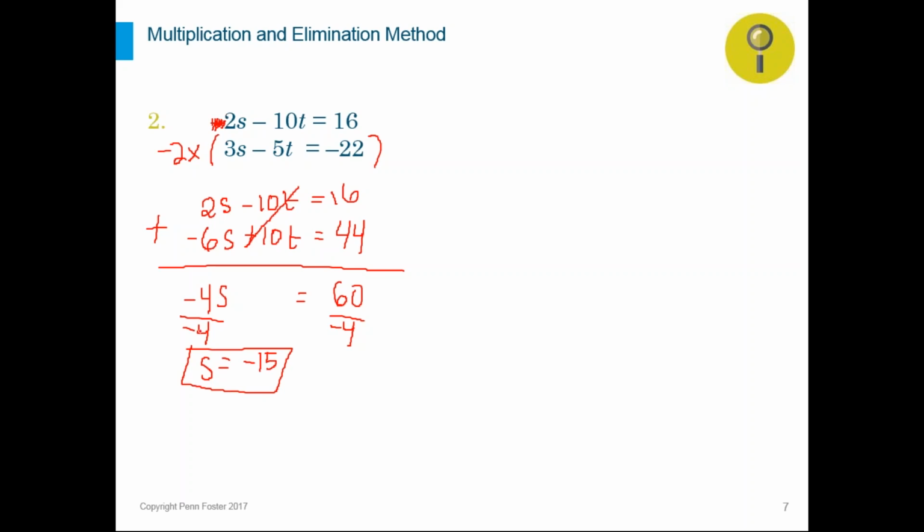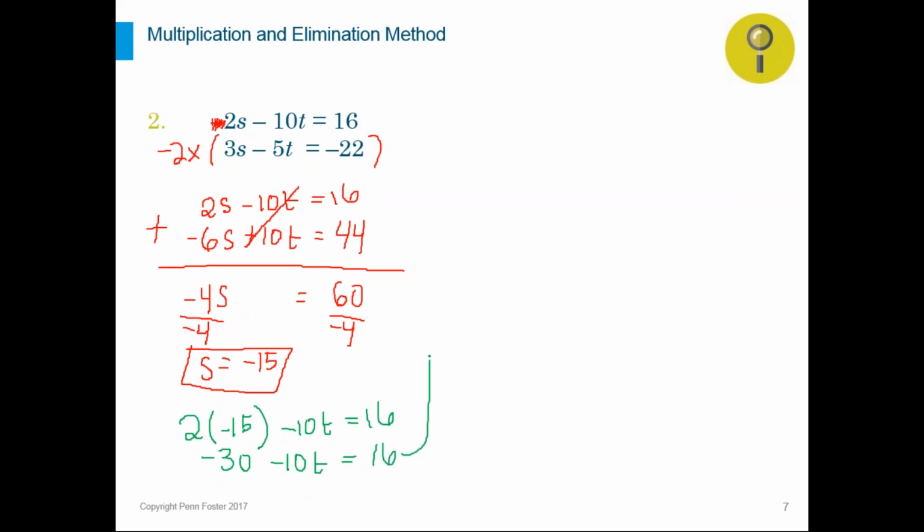Now let's try to find the value of t. I can use any one of the original equations. So let's do the top one. Yes, it has bigger values, but it's not going to matter because every equation here is a true statement. So let's use the first one. So I'm going to say 2s, when s is negative 15, I'm going to put the negative 15 in place of the s. Minus 10t should equal 16. Simplify. 2 times negative 15 is negative 30. Minus 10t equals 16.